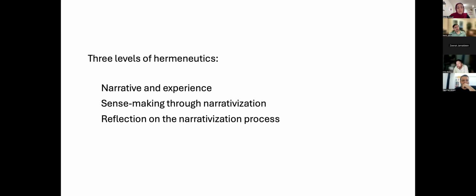So we tend to make sense of our experience, and that's one of the things about narrative hermeneutics. We use narratives to make sense and to express who we are, to communicate with people, all of these things. And then the third level of hermeneutic is basically what we do as researchers, but we can ask participants to engage in it. We reflect on that narrative process. We tell a story about the story.